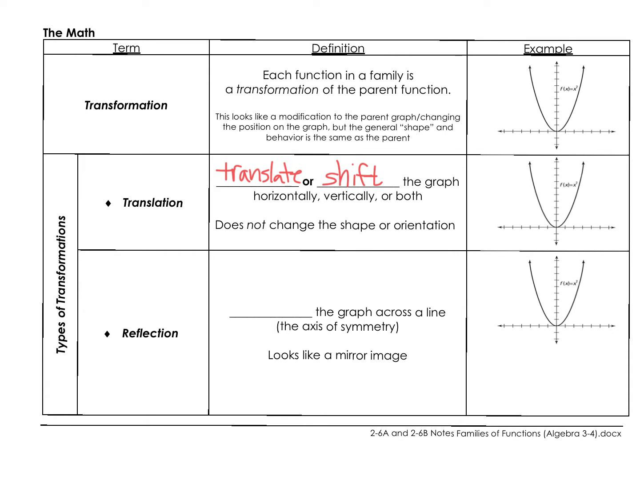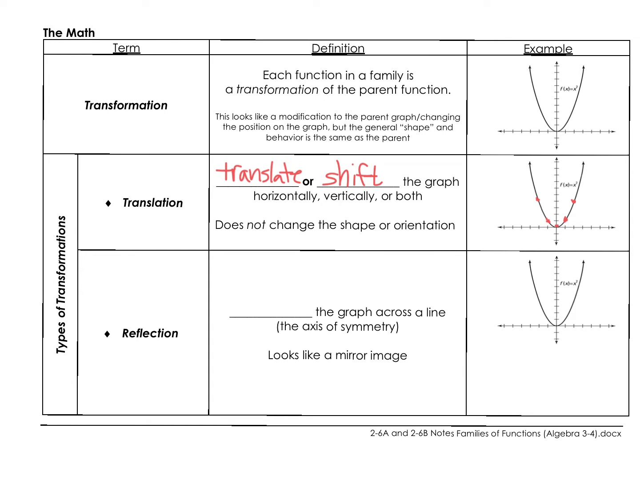So what I would like you to do is go ahead and put some ordered pair points at (0, 0), (1, 1), (-1, 1), (2, 4), and (-2, 4). Those are the basic 5 points that we graph on this particular parent function. And then I am going to shift this 1 unit to the right and 3 units up.